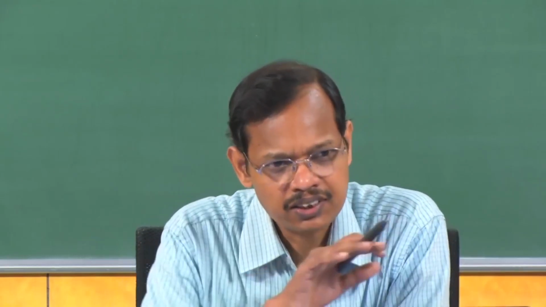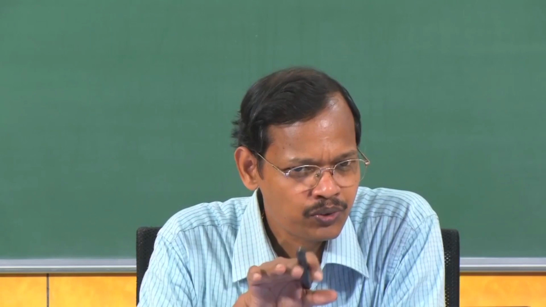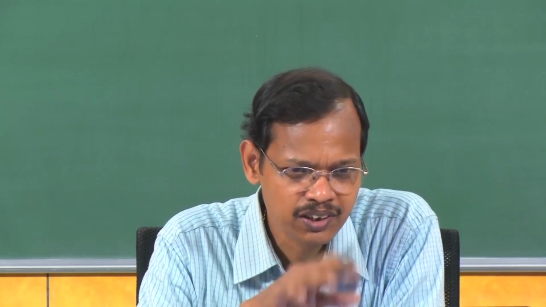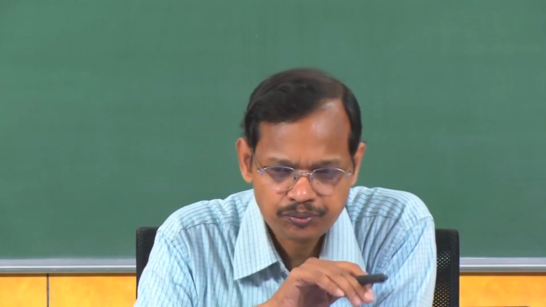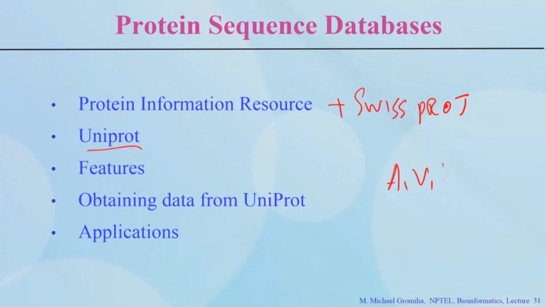Then they also give statistics for the different amino acid residues. Which residues are the highly occurring amino acids? Alanine, valine, leucine, these each have about 10%. Then what are the rarely occurring amino acids? Cysteine and tryptophan are the rarely occurring amino acids in the UniProt database.